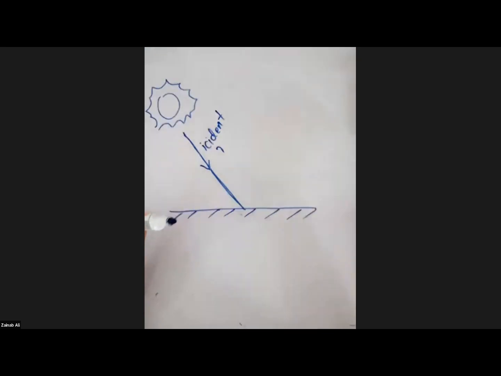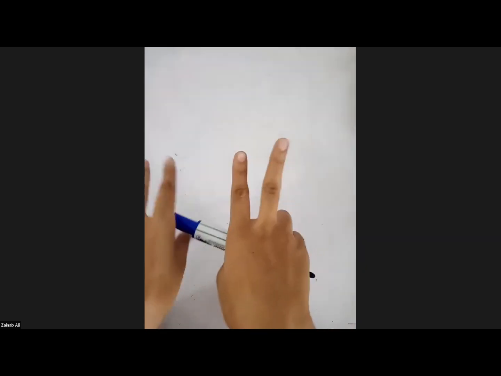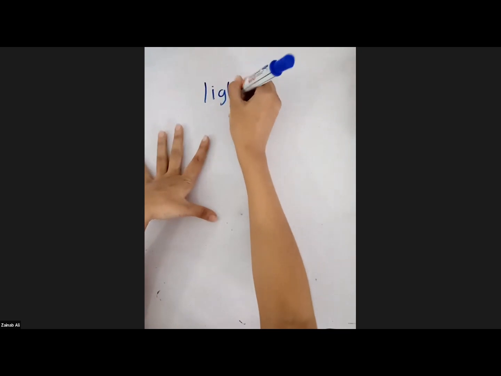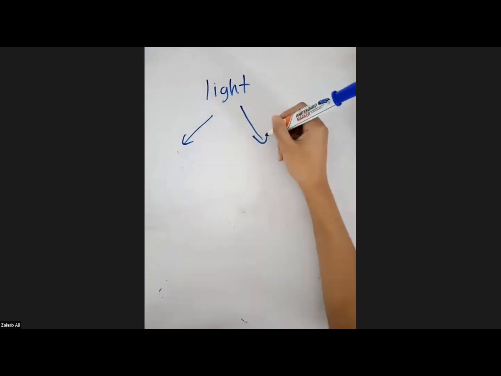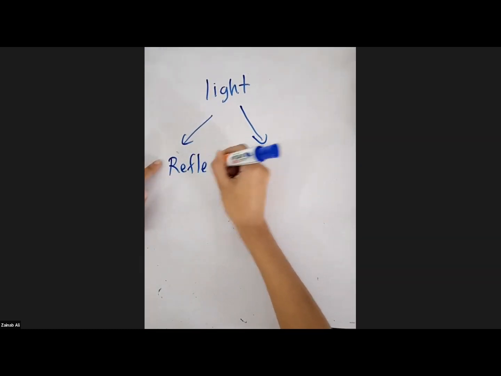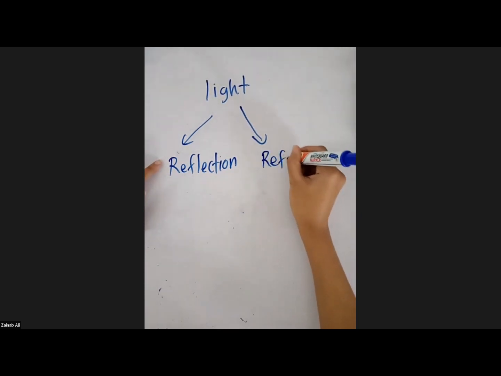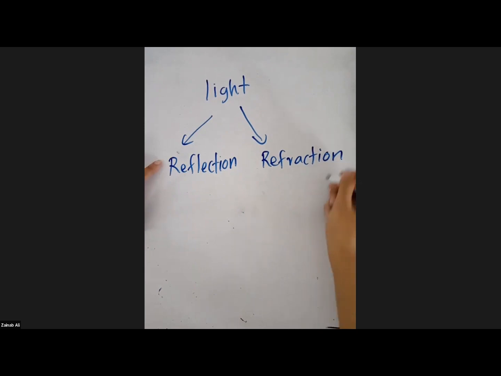Before this, I want to explain one thing. This chapter is about reflection and refraction, right? When we take light, there are two properties of light. The first property you call reflection. The second property you call refraction. So today we will be studying reflection of light.